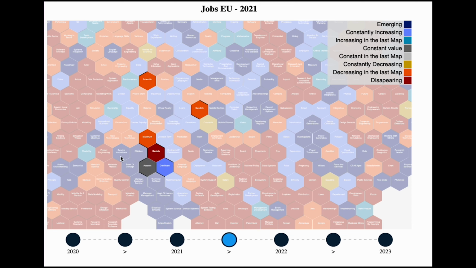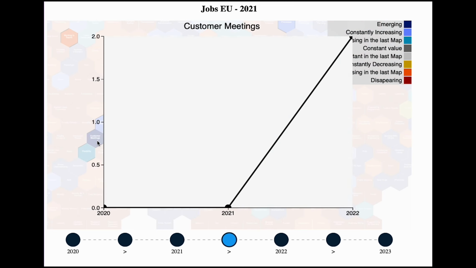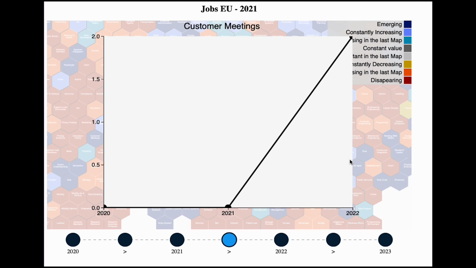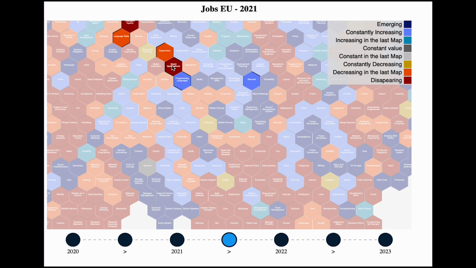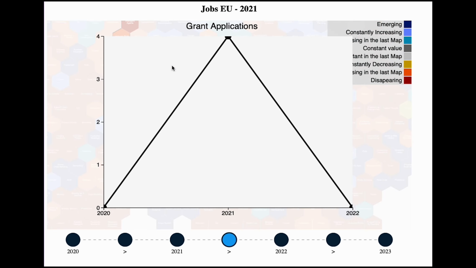When you click on a concept on the map, you will see a diagram that shows the value of the concept annually. In this example, customer meetings is on the rise. However, grant applications seem to be decreasing.